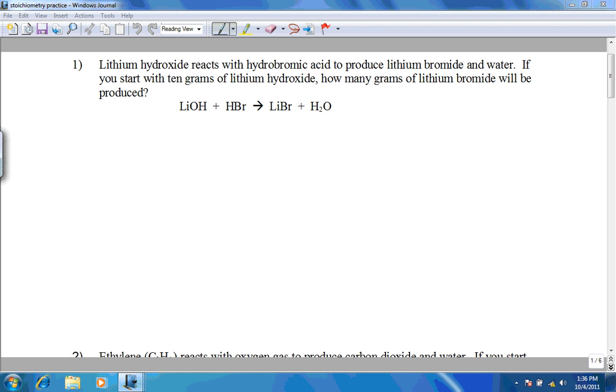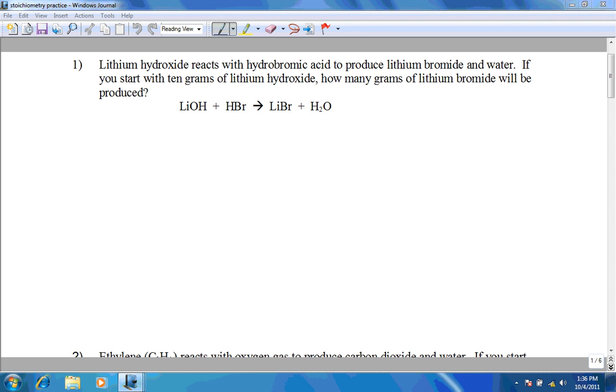Okay, this is the stoichiometry practice problems worksheet, and I'm going to be doing 2 problems at a time with this worksheet. So, for this one, lithium hydroxide reacts with hydrobromic acid to produce lithium bromide in water. There's our chemical equation right here.